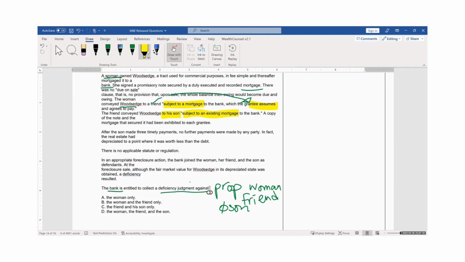So there's a deficiency, and the call of the question again is the bank is entitled to collect a deficiency judgment against, and the bank is going after the woman, her friend, and the son. These are all the people they're going after.